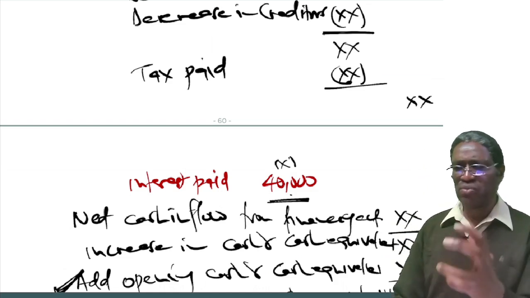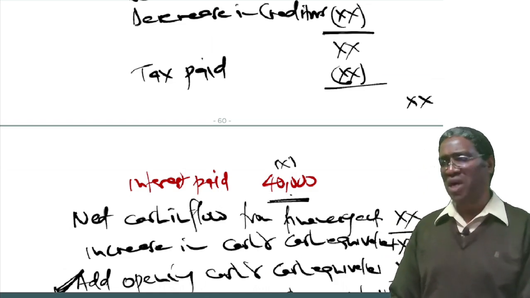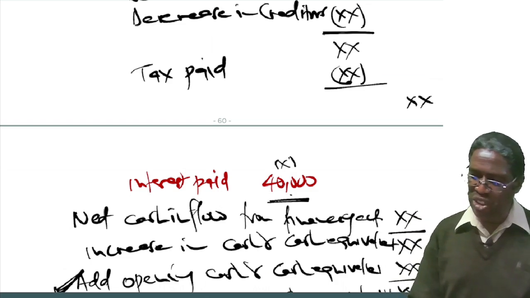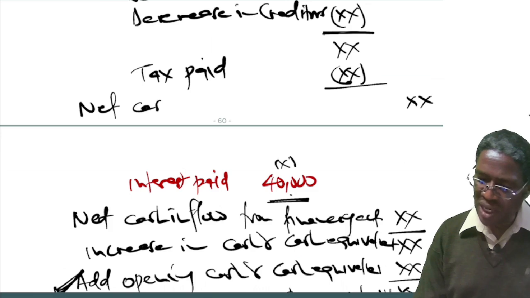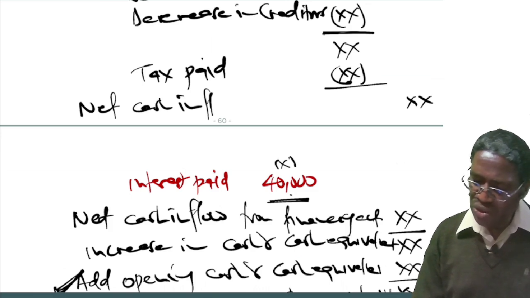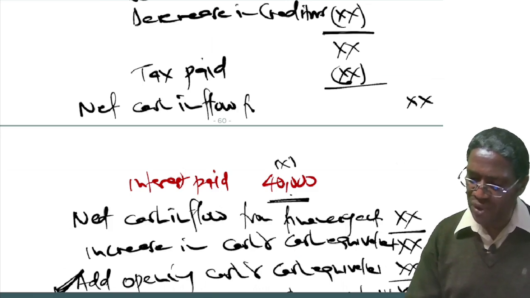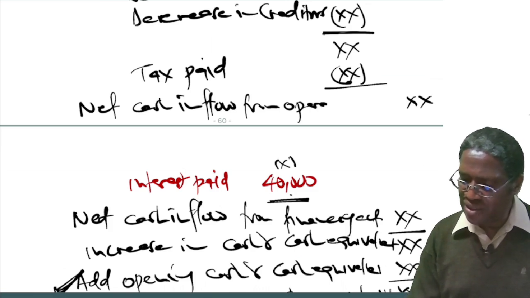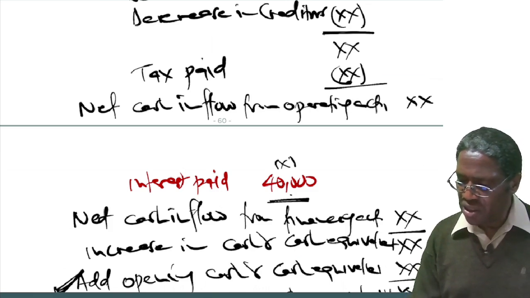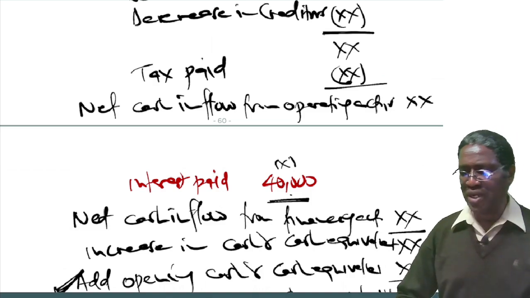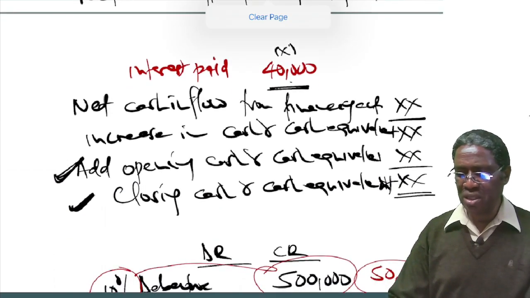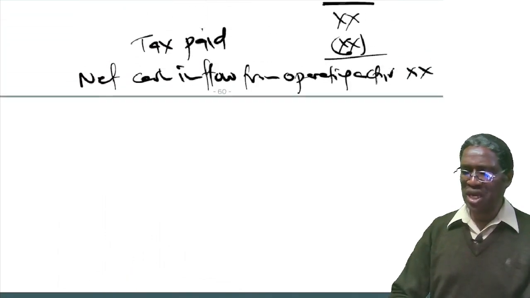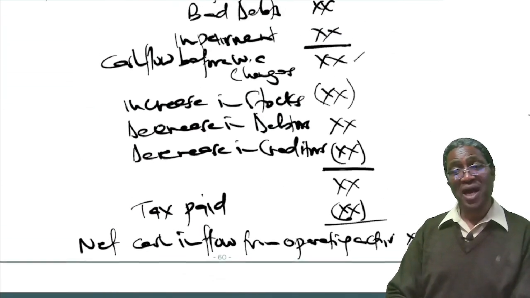I want to assume that you got a positive amount, and therefore you now call it net cash inflow. You now call it net cash inflow from operating activities. That's how we shall be determining the cash flows from operating activity.